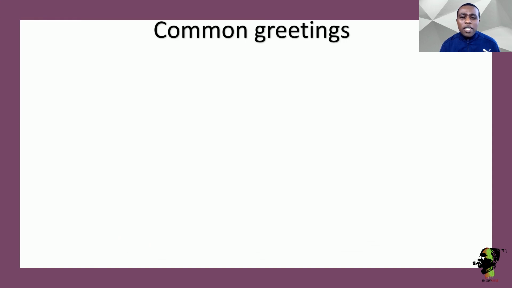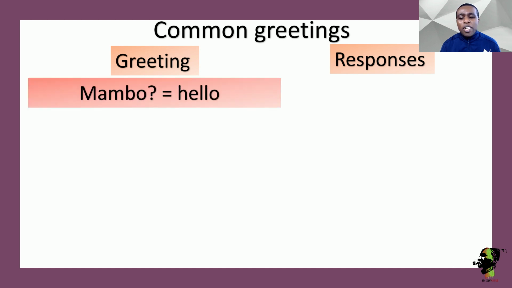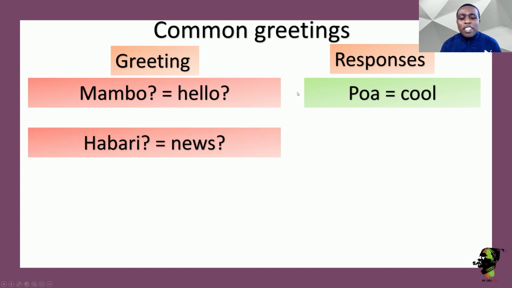What are these common greetings in Kiswahili? So we're going to look at the greeting and its response. Let's look at the first one. Mambo. Hello. Mambo. Hello. I expect to hear the question tone on the word mambo. The response for mambo is poa, which means cool. Poa. My turn. Mambo. Your turn. Poa. Well done.